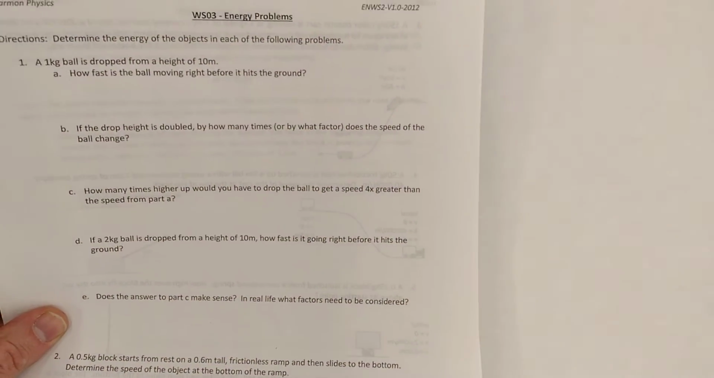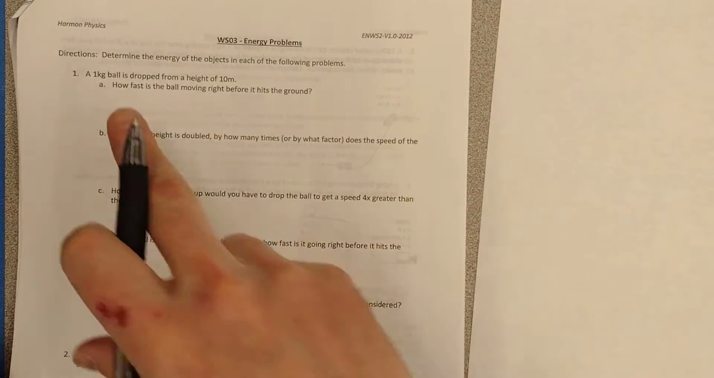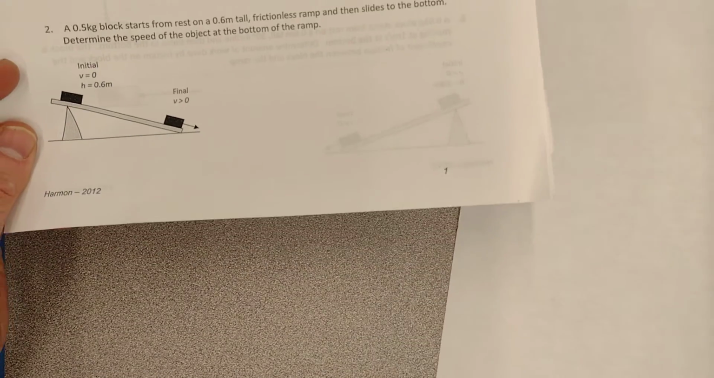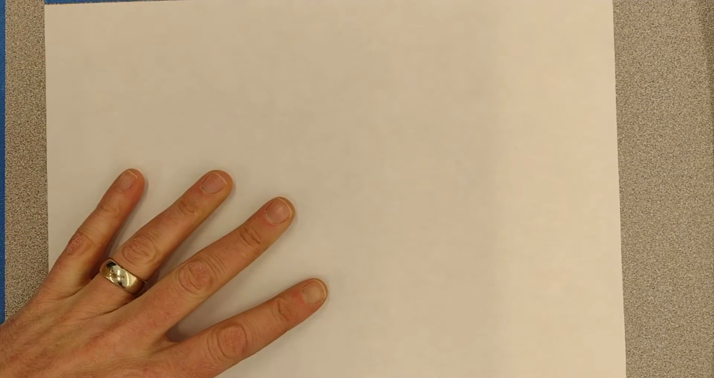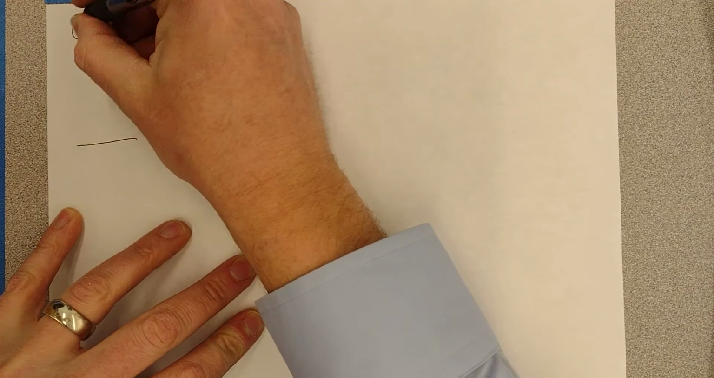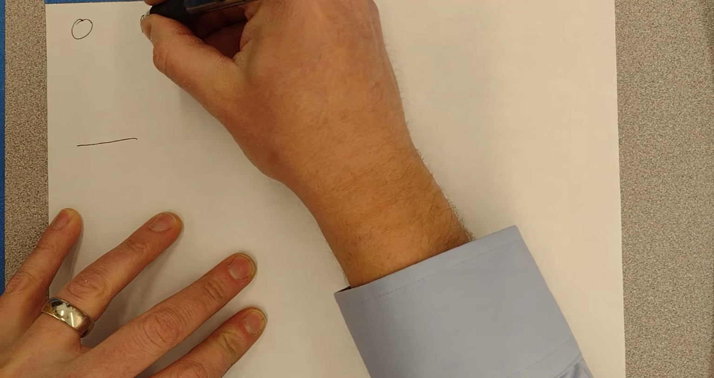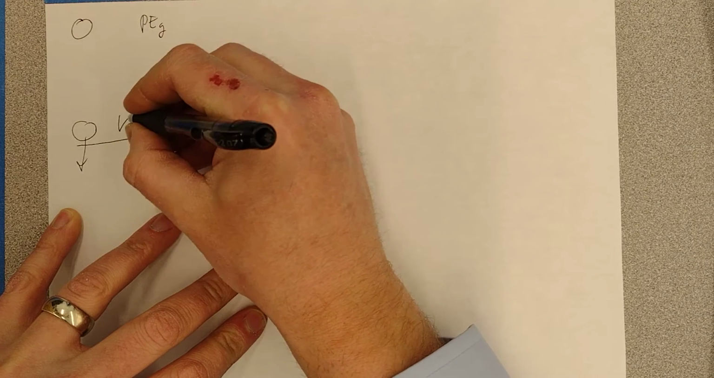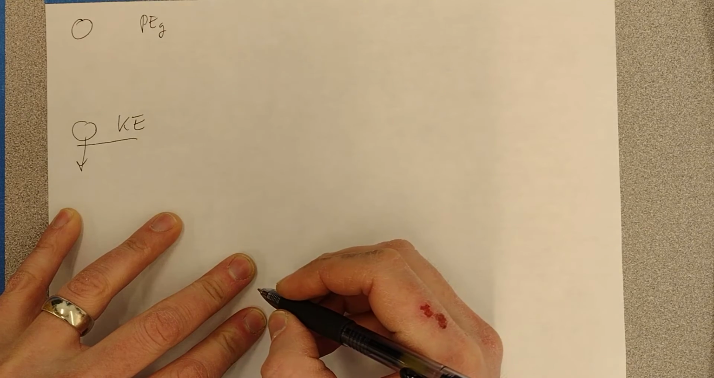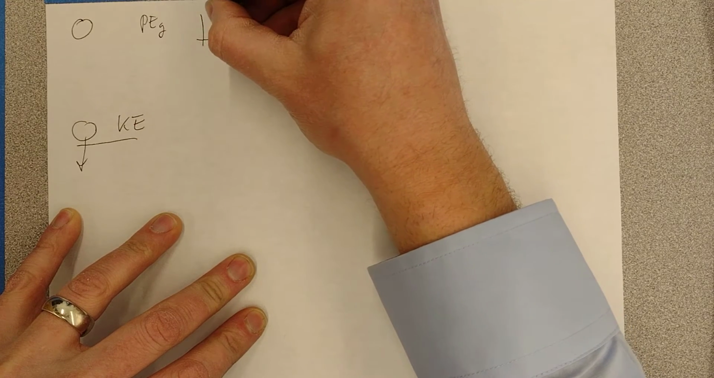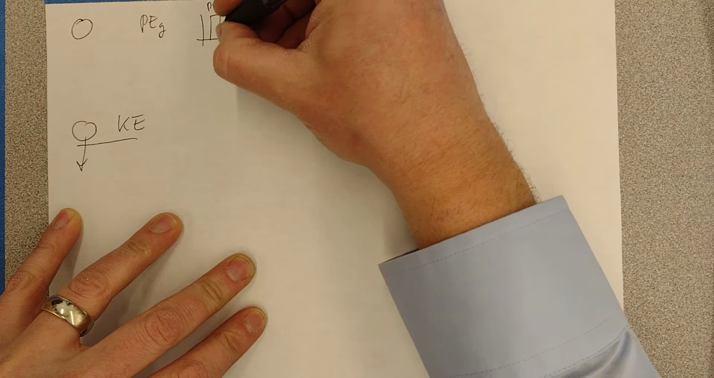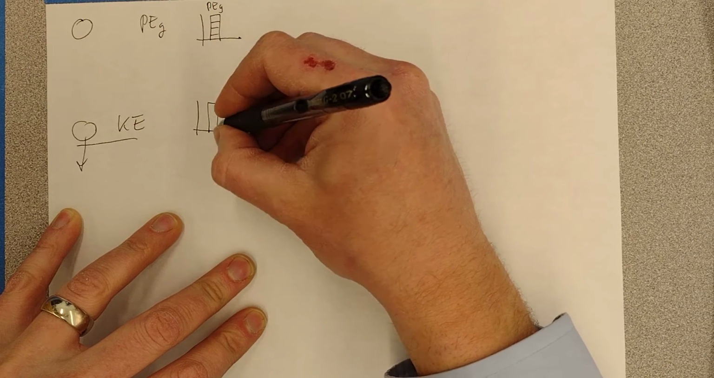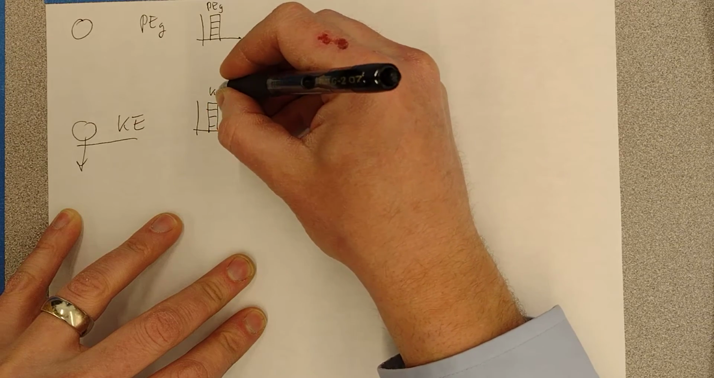Alright, so a 1 kilogram ball dropped from a height of 10 meters. How fast is the ball moving right before it hits the ground? Alright, so if we think about the bar diagrams, right, it's all PEG to start off. Right before it hits the ground, it's all KE. So if I made the bar diagrams, PEG, that was 4 units. Then at the bottom, it will be 4 units of KE.